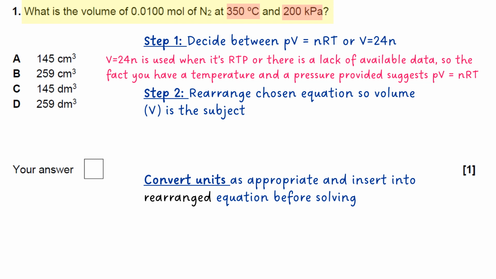Also, there's a lack of available data if you were doing V equals 24N. In other words, if there wasn't all this data provided, you would go for V equals 24N. But because there is all this data provided, I would choose PV equals nRT, because there are more things that need to be plugged into it. So the more numbers you're given, the more I would think PV equals nRT is the right way to go.